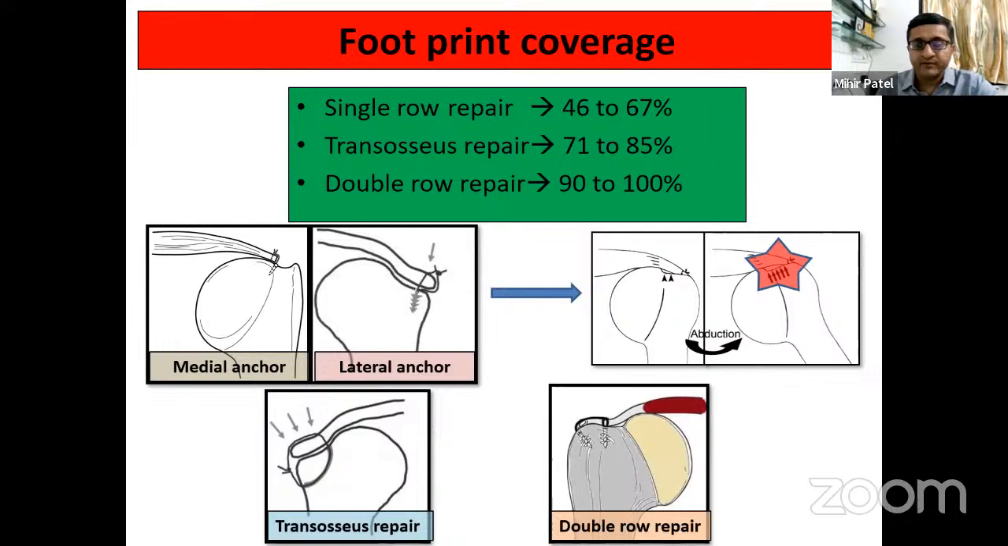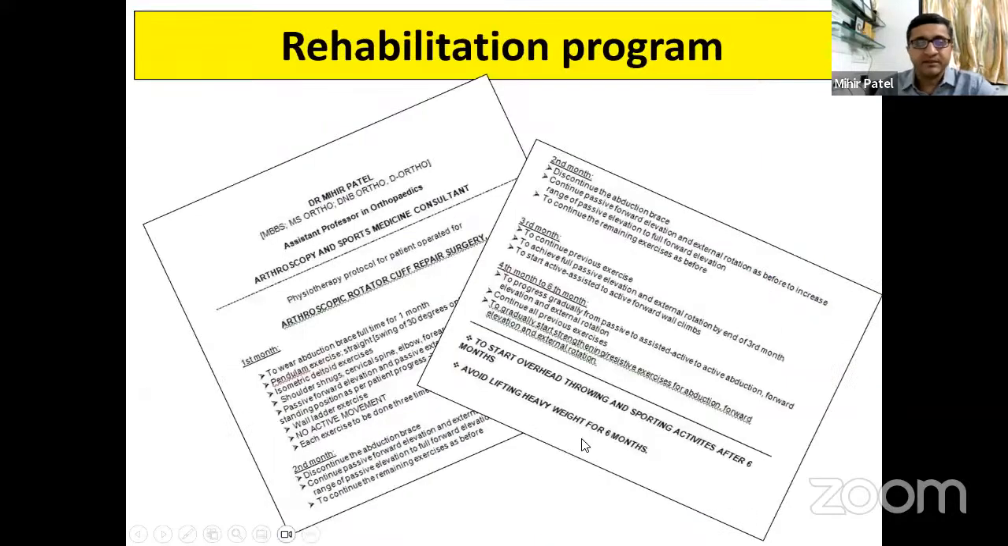And that is exactly what we do when we do double row repair. We put a medial anchor, we put a lateral anchor, and we have the entire footprint of the rotator cuff pressed against the greater tuberosity.